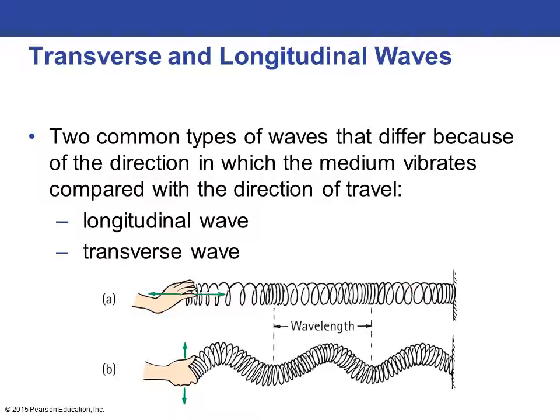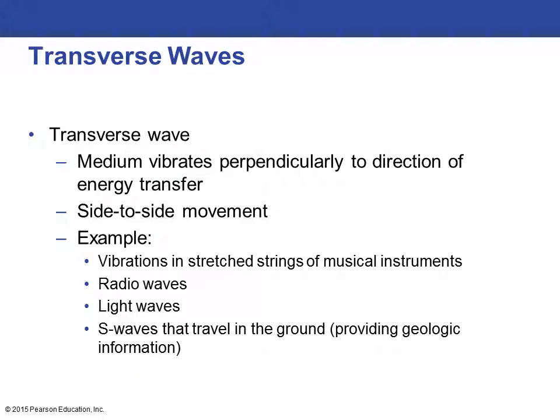So again, those are your two types of waves, longitudinal waves and transverse waves. In a transverse wave, again, the medium vibrates perpendicularly to the direction of energy transfer. So again, if you were to move your slinky up and down, your wave would have that sine curve-like look. It's a side-to-side movement. So for example, stretched strings of a musical instrument would vibrate up and down like that. Radio waves, light waves, and S waves that travel in the ground, providing geological information, all have that transverse wave movement.